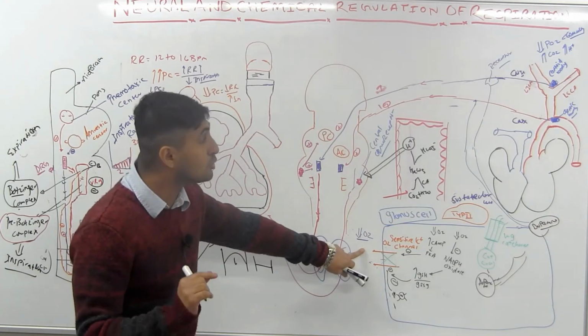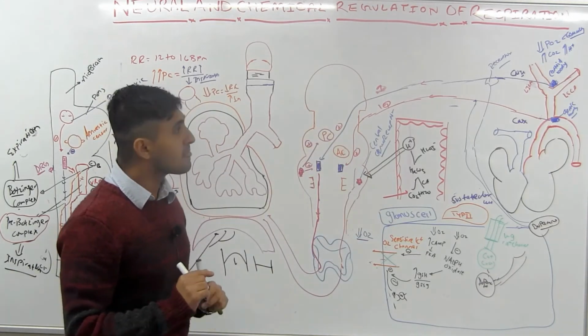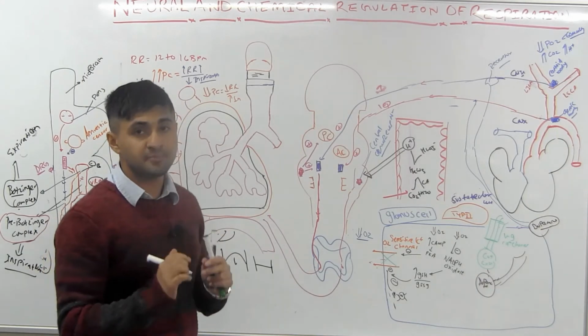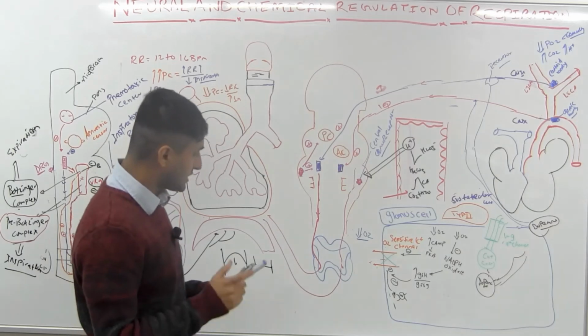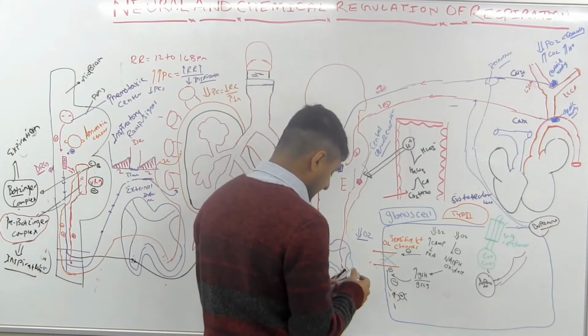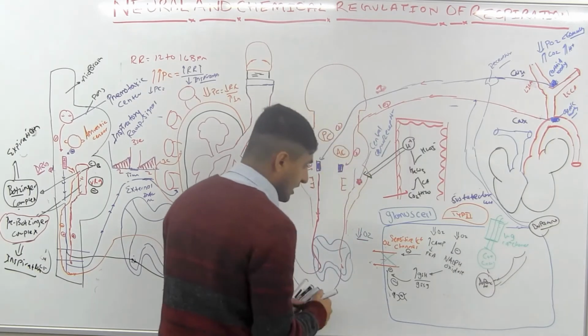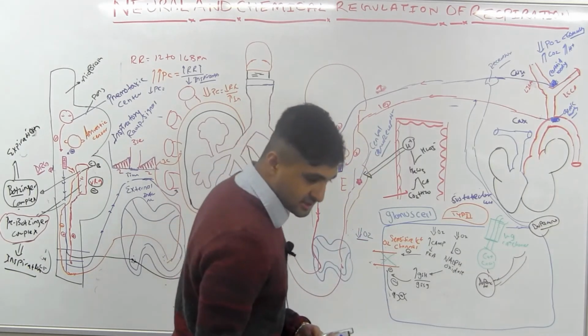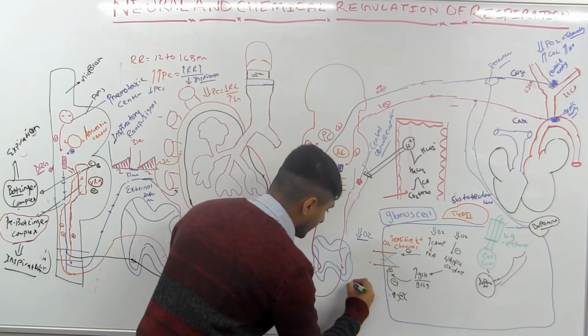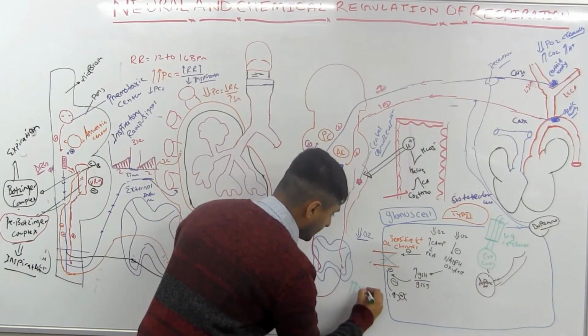But I also said they're sensitive to high levels of carbon dioxide and high protein concentrations. How does that work? Look at these channels. Whenever carbon dioxide comes in, let's make this a different color. Whenever there's a high level of carbon dioxide right here, what happens?